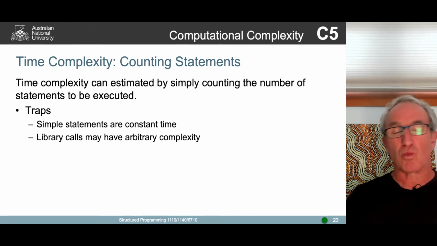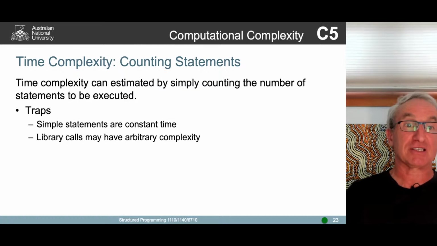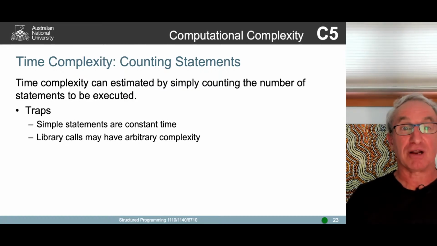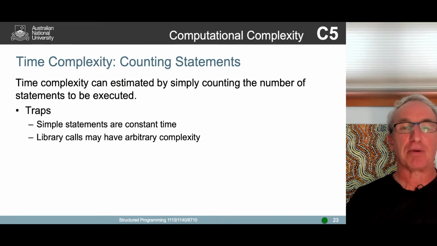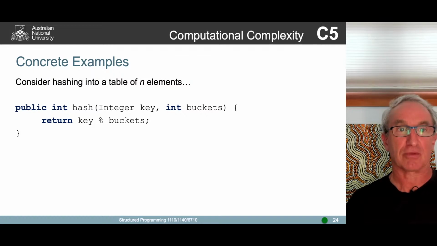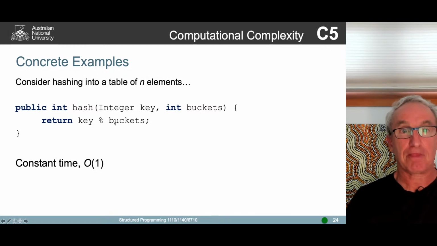Now, counting statements. One way you can try and work this out is by counting statements. There are traps here because some simple statements are constant time, but other things may have arbitrary complexity depending on what they are. But this gives you a bit of a guide to how one might look at the time complexity. So if we look at this here, consider hashing into a table of n elements, then your hash function is this. It's integer remainder, and that is constant time.